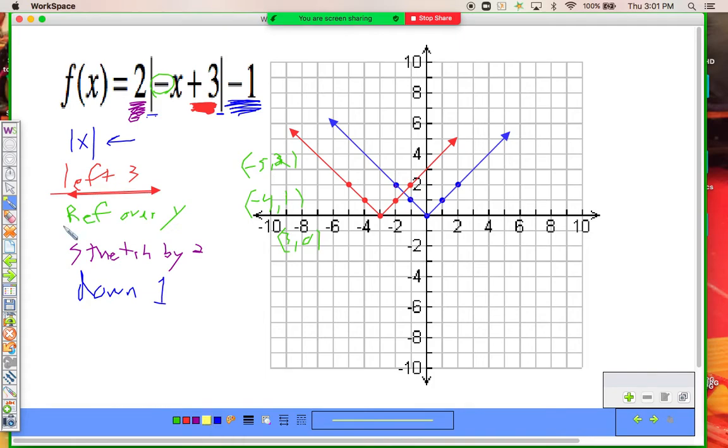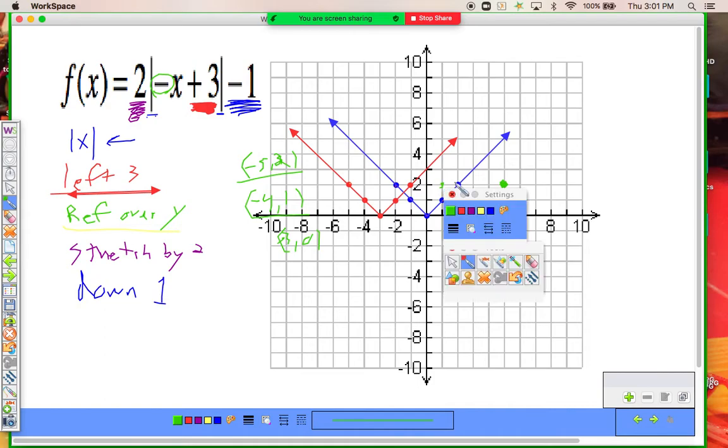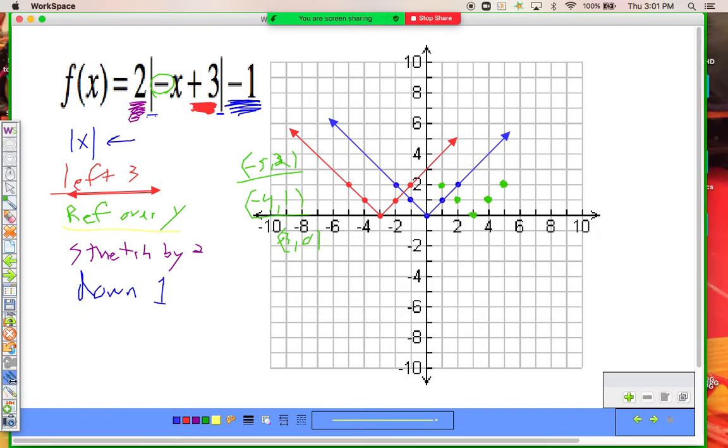The next thing I have to do is that reflection. So it's going to take this point to the other side. It's going to take this point to the other side. All right, so I have to change my x values. So I'm going to take my ordered pair, negative 5, 2, and I'm going to reflect it all the way over here to 5, 2. I'm going to take my point, negative 4, 1, and reflect it over to 4, 1. I'm changing my x values. I'm reflecting over the y-axis. Negative 3, 0 goes to 3, 0.